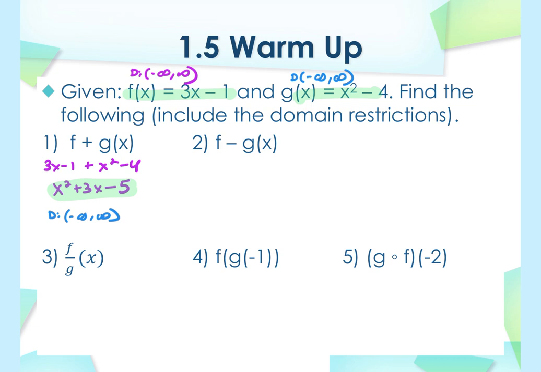F minus g, I'm going to take the f, which is 3x minus 1, subtract from it x squared minus 4, making sure I distribute that negative to both. So negative x squared plus 4. Combine your like terms. Negative x squared plus 3x plus 3 this time. And again, it can stay that in any order. Is there a new domain restriction introduced? No. So again, negative infinity to positive infinity.